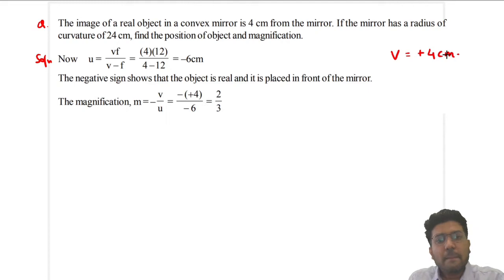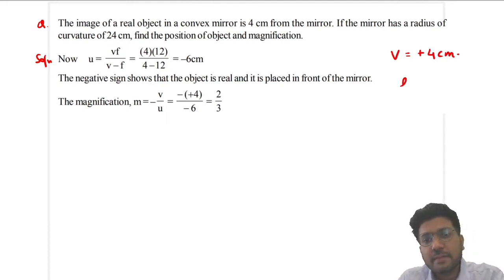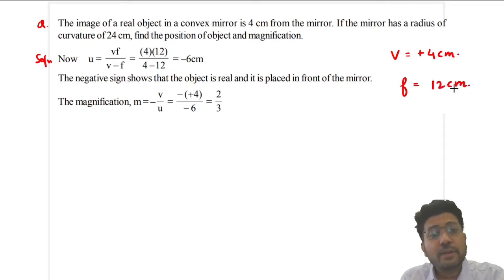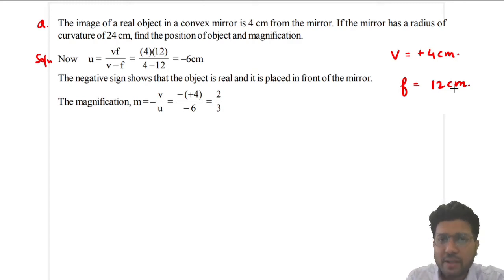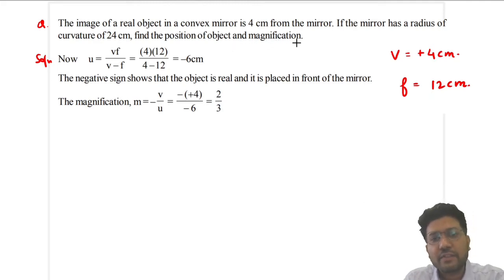Okay. The mirror has a radius of curvature of 24 centimeter. That means focus is R by 2, that means focus is R by 2, which is plus 12. Why plus 12? Because it is a convex mirror and the focus of a convex mirror is positive, right? Then find the position of object and the magnification.